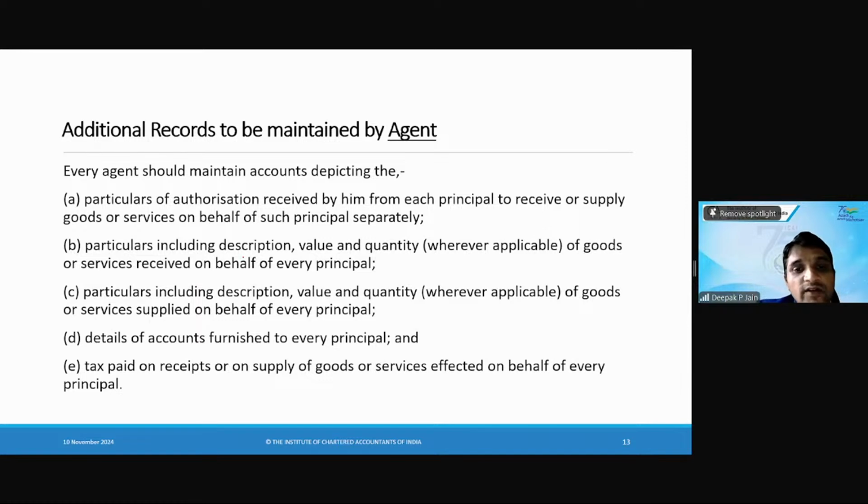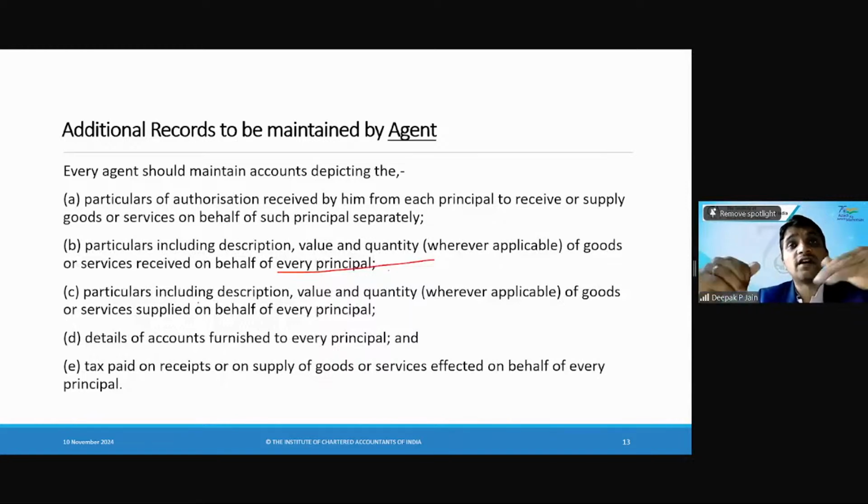Then particulars including description, value, and quantity of the goods or services received on behalf of every principal. Whatever is the value and quantity of goods he's received from the principal, because agent is acting on behalf of the principal, so principal के records को उसको maintain करना पड़ेगा. And whatever goods he supplied on behalf of the principal उसका भी record, जो goods मिला है on behalf of principal उसके records, और principal के behalf पे जो supply किया उसके records.